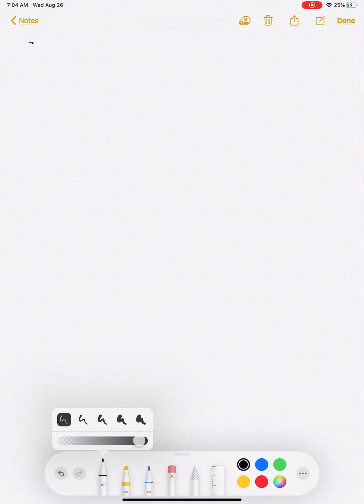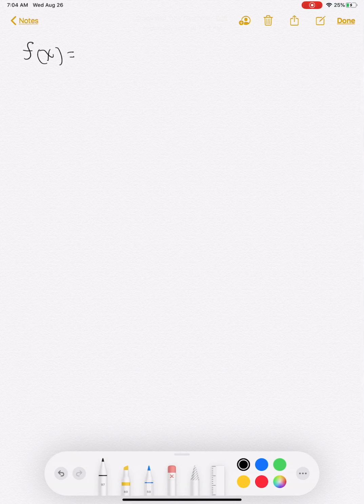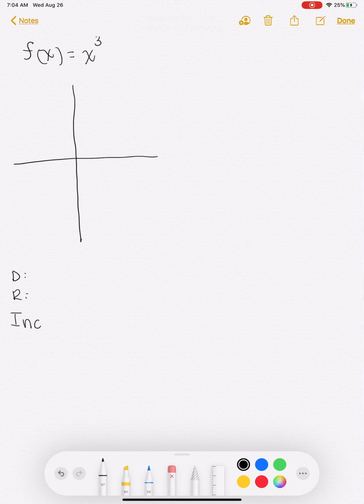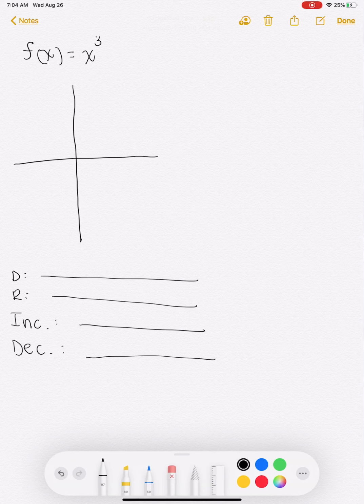All right, so for the cubic function, we have our function f of x equals x cubed. You actually have a graph already drawn, which is awesome. And then you want to find the domain, range, and where it's increasing or decreasing. Okay, let's begin. So we want to sketch the graph.